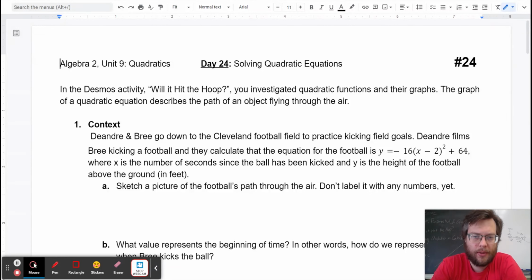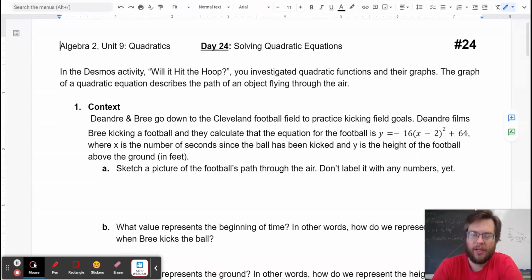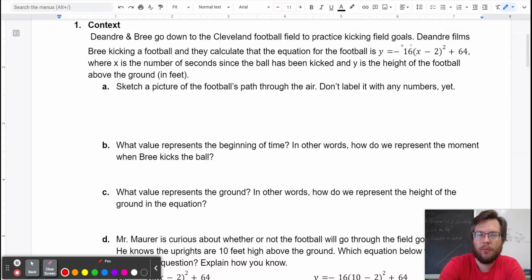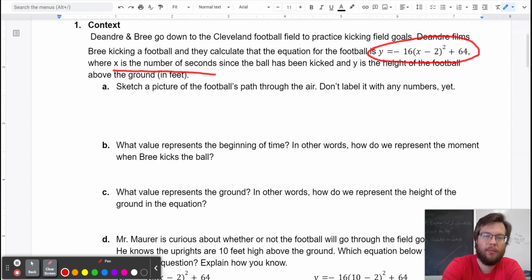All right, students. So this was our first opportunity to really dig into quadratic equations that represent something flying through the air. So I know it feels a little bit new. Just try to hang with me and learn how to solve them and how to interpret them. So when we've got an equation like this, it's really important to read what the letters stand for. So x is the number of seconds since the ball's been kicked, and y is the height of the football.